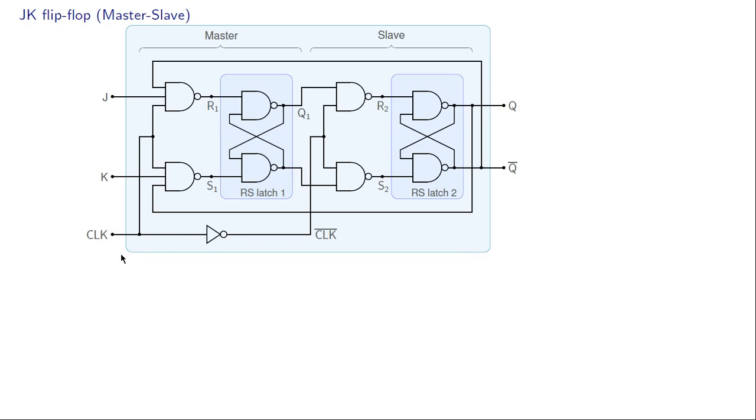Now consider the other situation. When clock is 0, then this R1 and S1 are 1, and in that situation Q1 cannot change. Clock bar is then 1, and therefore we can see Q and Q bar change, depending of course on these inputs here. So in summary, if clock is 1, then the master is active, the slave is not active because its outputs cannot change in that interval. When clock is 0, then the master is inactive and the slave is active.